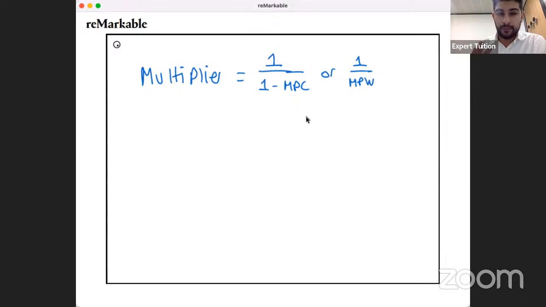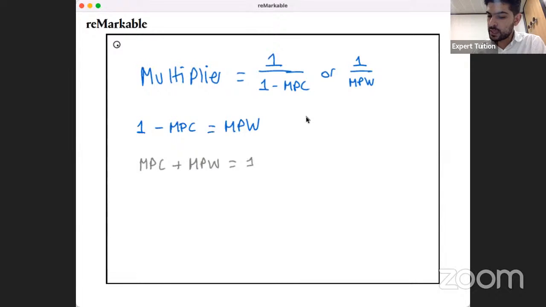Now, mathematically, if we look at this, do you agree that the 1 and the 1 over here basically cancel each other out? So we end up with a scenario where 1 minus MPC is equal to MPW. Fine, is that fair? And then if I rearrange that, so I take this all the way to the other side, I end up with MPC plus MPW must equal 1. This is very important to understand. That logically has to make sense.